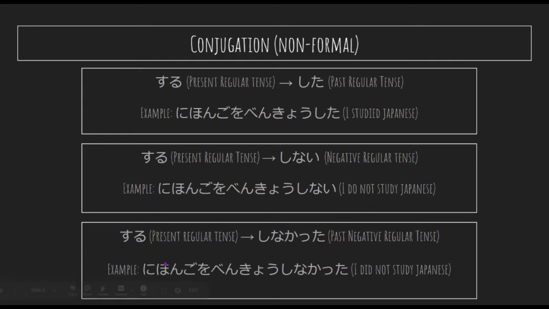So we have this example here. 日本語を勉強しなかった. I did not study Japanese. So nakatta is a very standard way of making it negative past. Really the only thing that changed here was su turned into shi. I don't know why this keeps on popping up, my bad.